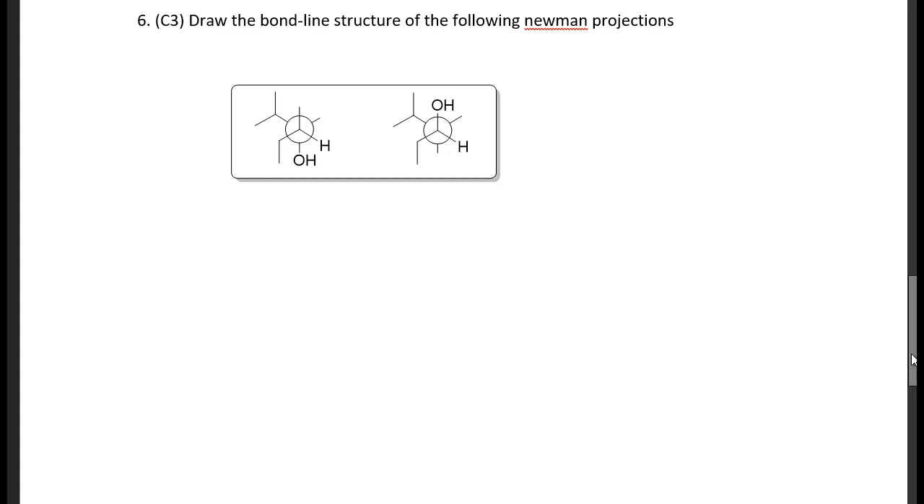For the next question, draw the bond line structure of the following Newman projections. So this carbon right here is the carbon that I'm looking down, but this carbon is not the start of the chain. So really, if we think about the carbon chain, it's going to be that one right there. So I'm going to go ahead and draw the ethyl group. Now that is attached to this carbon right here, which is that carbon right there. So that carbon right there is attached to an ethyl group, which is good. That's what I have now. It's also attached to a methyl group and a hydrogen.